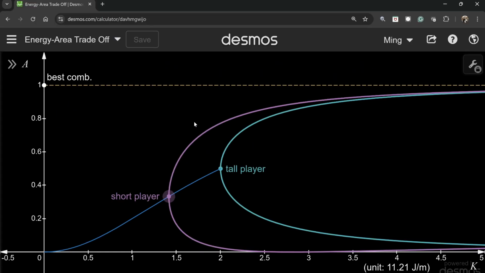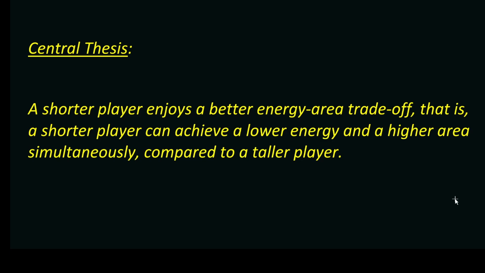So therefore we conclude that there are combinations on the shorter player's curve that are mathematically unachievable by the taller player. This gives the shorter player a bigger margin of error. That means in order to compete with his shorter counterpart, a taller player has to be more precise and more consistent. This justifies our main thesis.